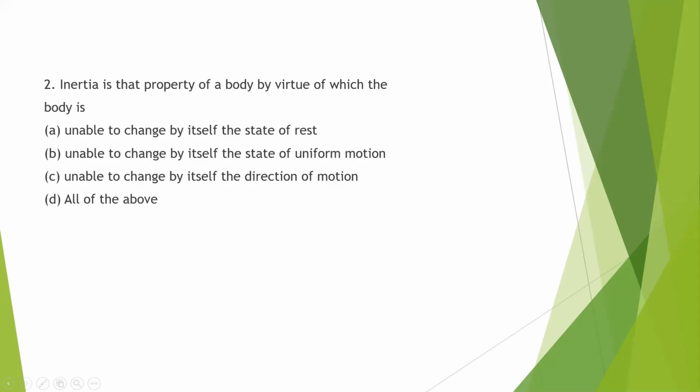The second question is: inertia is that property of a body by virtue of which the body is. We know the definition of inertia, and we have also discussed the types of inertia. The options are: unable to change by itself the state of rest, unable to change by itself the state of uniform motion, unable to change by itself the direction of motion. And option D is all the above.